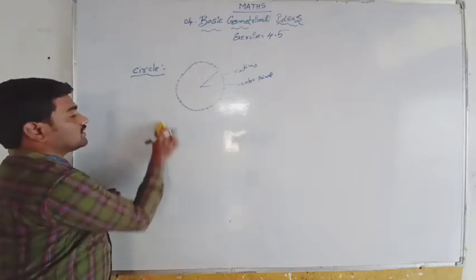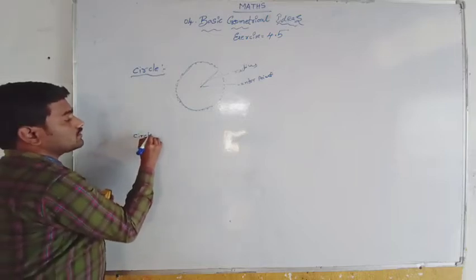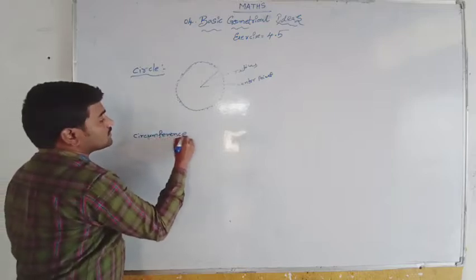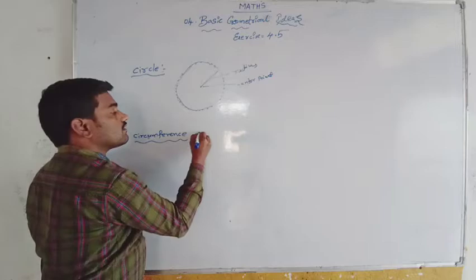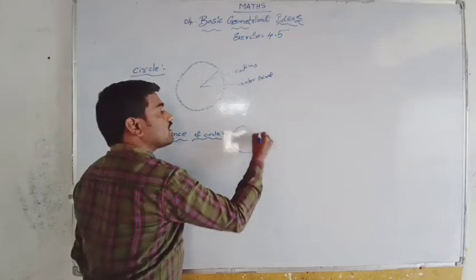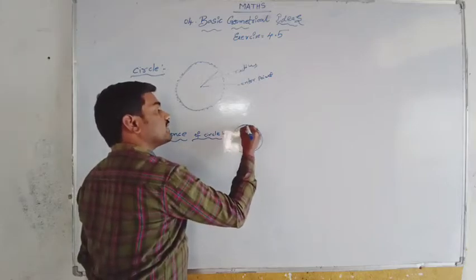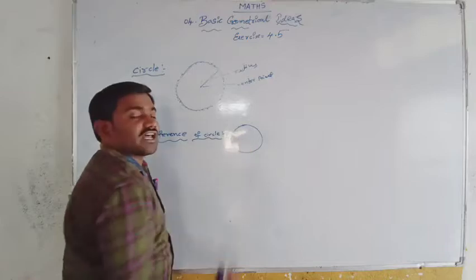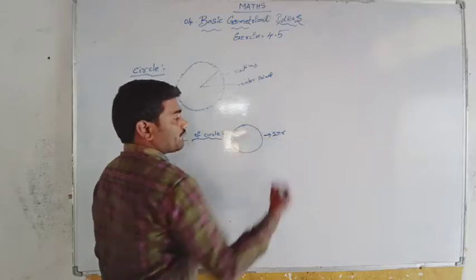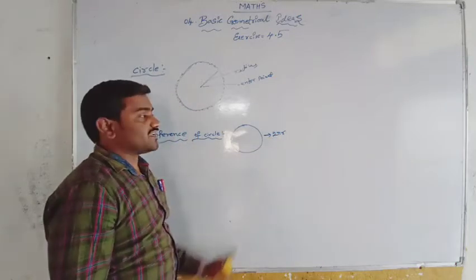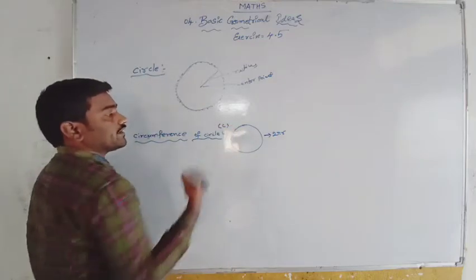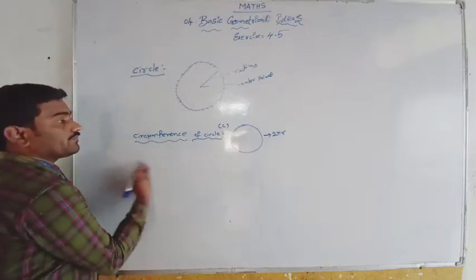First of all, let us learn about the circumference. The boundary of the circle is known as the circumference of the circle. The circumference of a circle formula is 2 pi r, that you remember. The circumference of a circle is denoted by capital C. Okay.